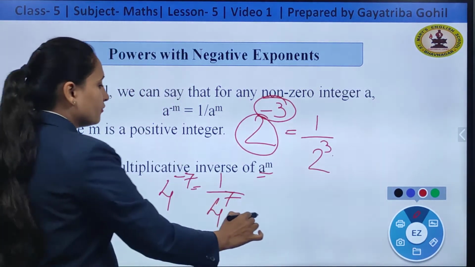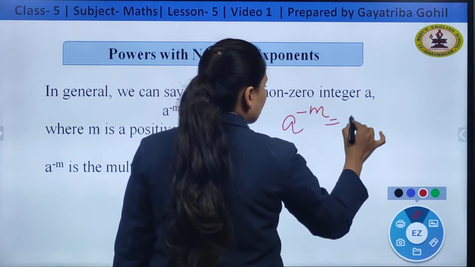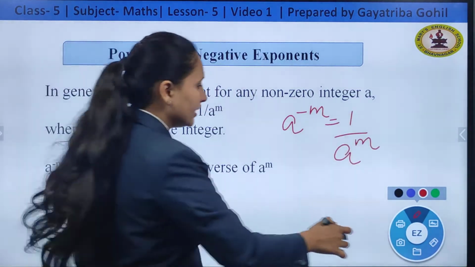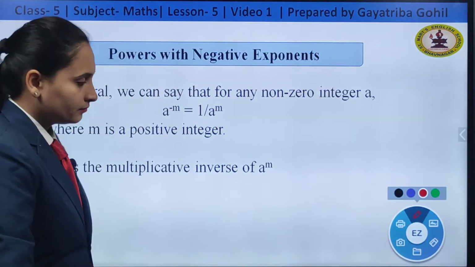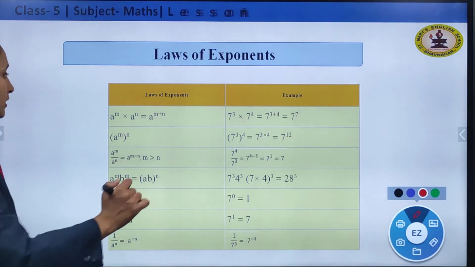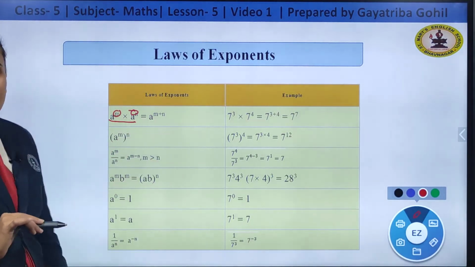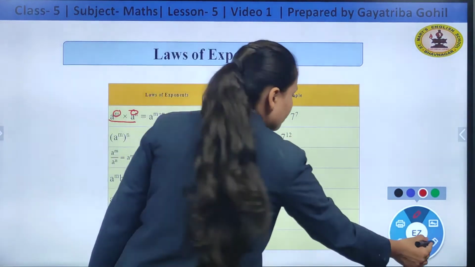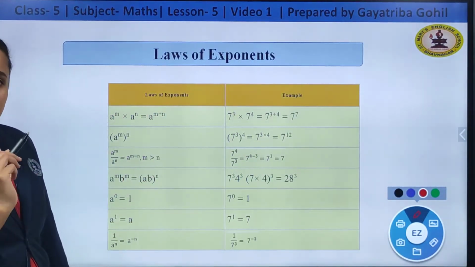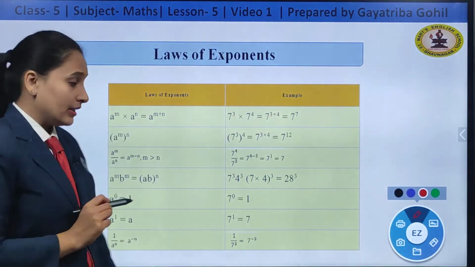So in general, the formula for us is a raised to minus m is equal to 1 upon a raised to m. This will work for any given number. Then some other formulas that you need to remember, which you have already learned in 7th standard. If the bases are same and the powers are different, and if you want to multiply, the powers can be added. For example, 7 raised to 3 into 7 raised to 4. The base is same, 7. Powers are different. So simply add 3 plus 4, you will get 7 raised to 7.